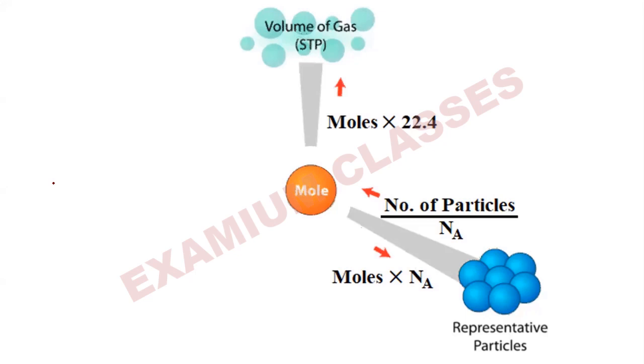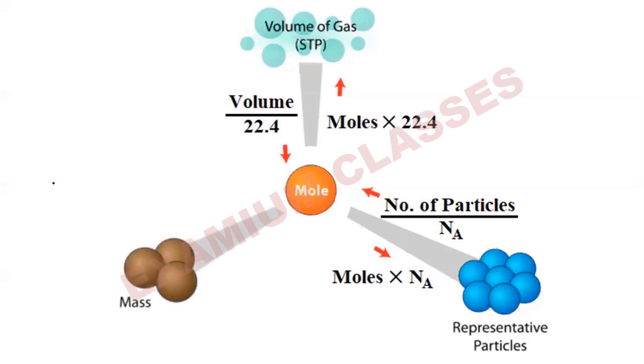So in these two arms of this diagram, the particles and volume, we don't bother about what element or what molecule we are talking about. It is irrespective of which gas, which solid, which liquid, which compound, which element. Number of particles will always be Na times moles, and volume of the gas will always be 22.4 times the number of moles. Opposite, obviously, you need to divide the volume by 22.4.